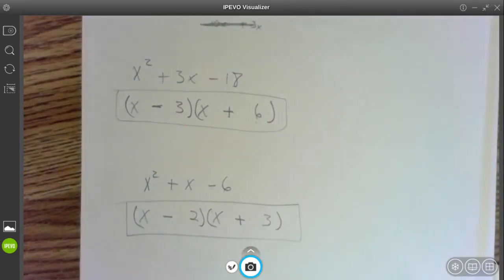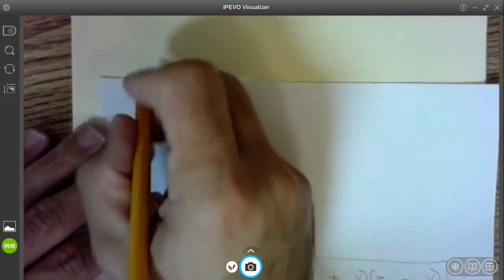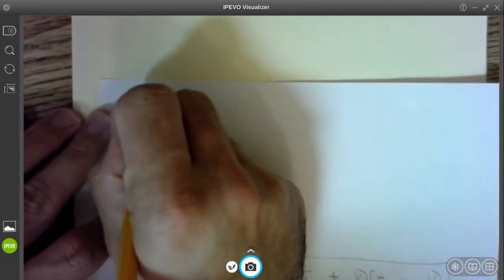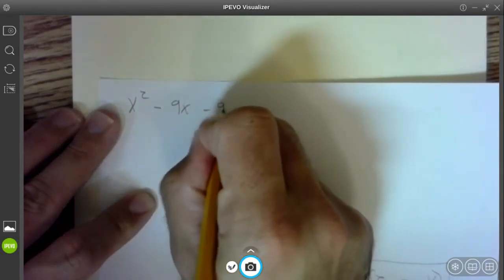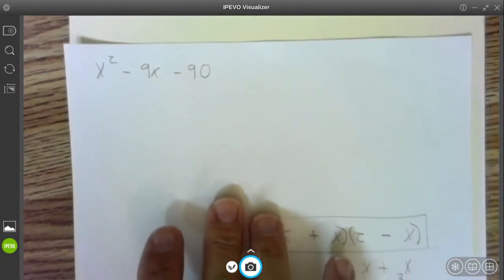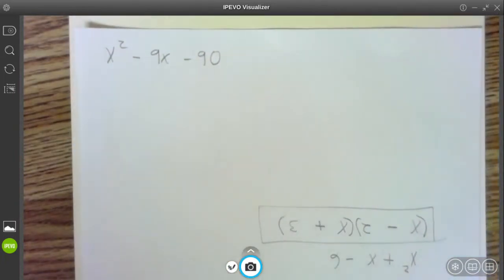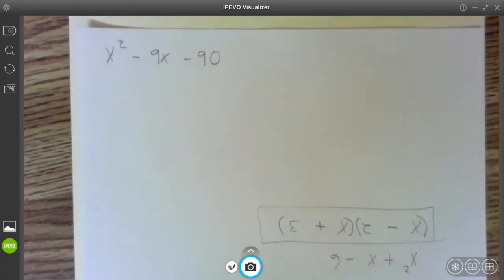All right, the last one here. I want to look at one where the number is too big, like it's not on our list. We're going to factor x squared minus 9x minus 90 here. So this one's greater than 50. What do you do if the number is not on your list here, because we don't have the factors of 90 given to us automatically?